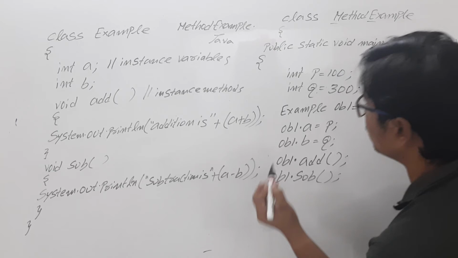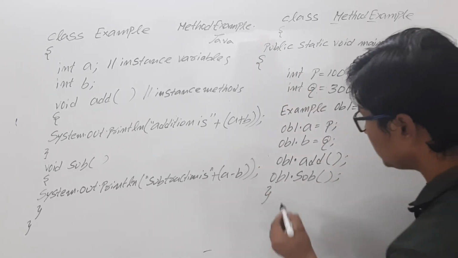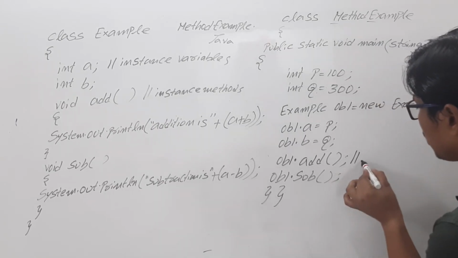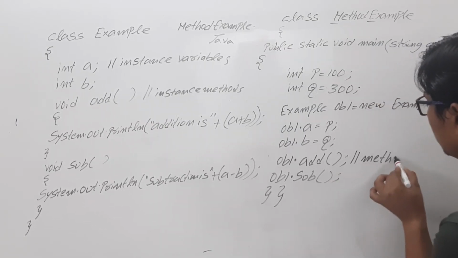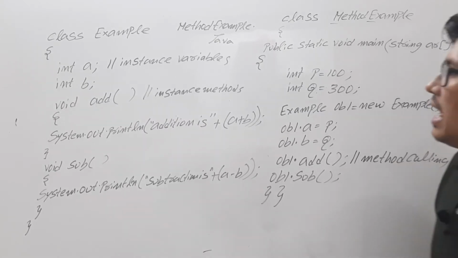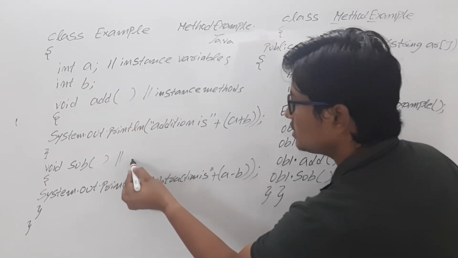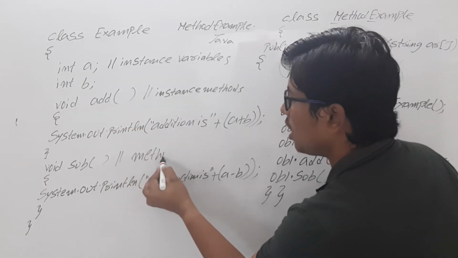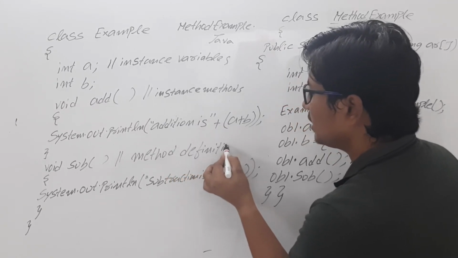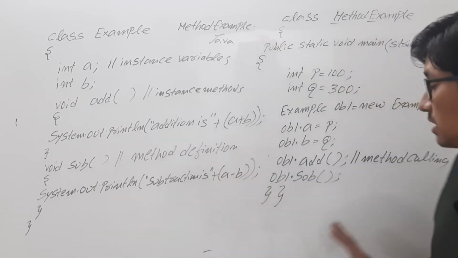So now I am closing the main function and I am closing the class. Now this statement we will call as method calling. Okay, here you are calling the method, and this one, add or anything, is the method definition. You are providing a definition for a method. If you are defining the method, the statements will not be executed unless you call the method.